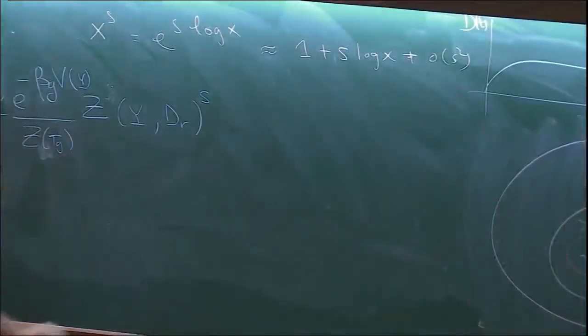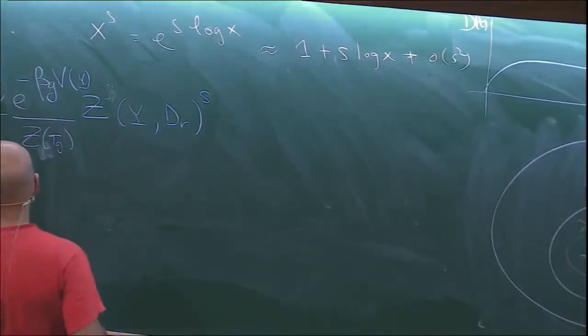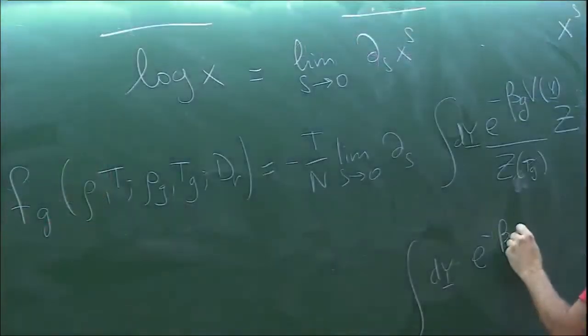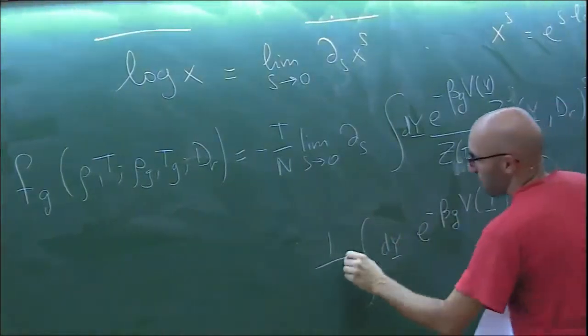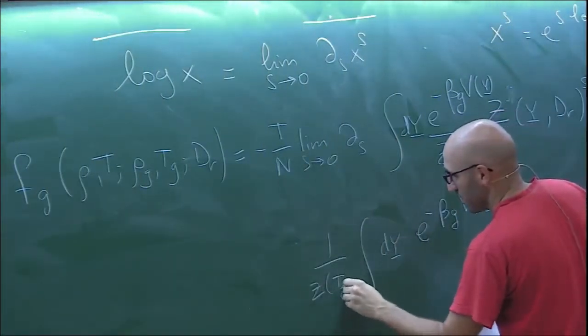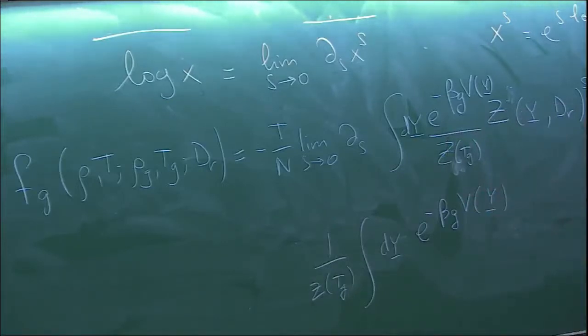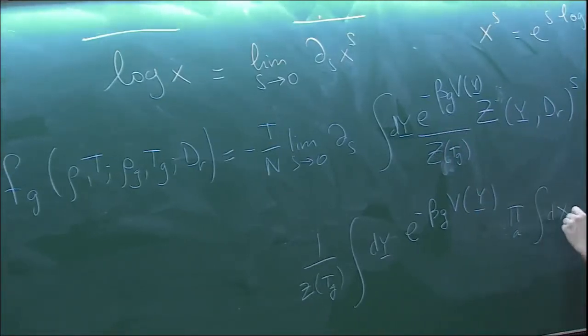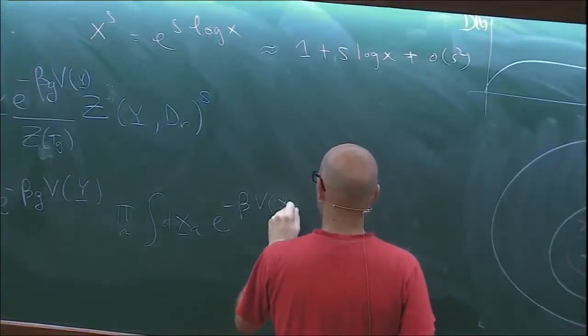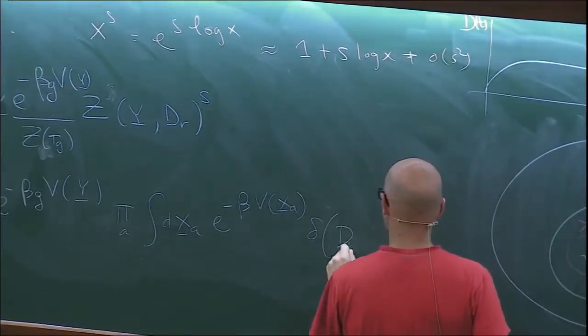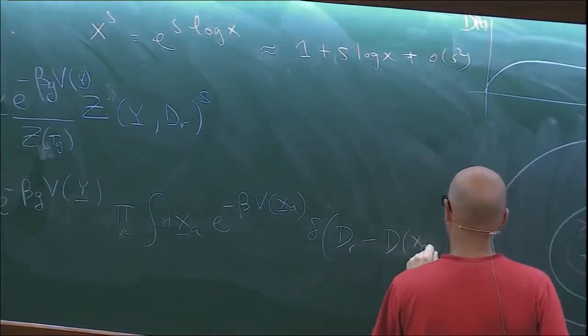And so I can write all this object as an integral over y of exponential of minus beta g v of y. Outside I have a 1 over z of tg, but this is easy. It's the liquid partition function. Then I have the integral over y, and then I have a product. If s is an integer, I have a product of identical copies that are called replicas of xa of e to the minus beta v of xa times delta of dr minus d of xa y.